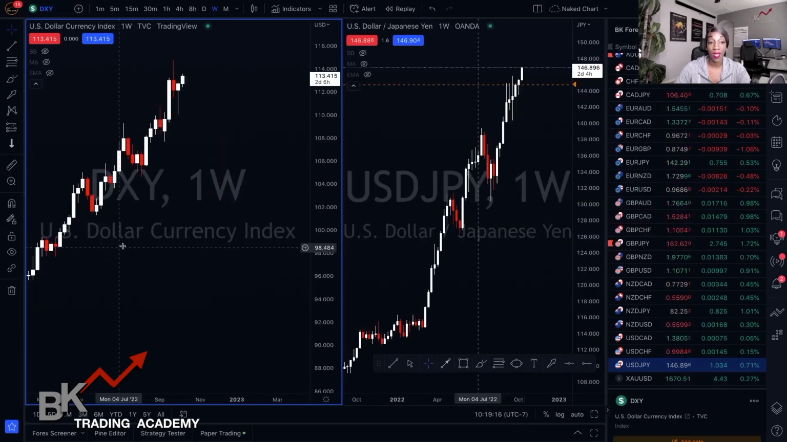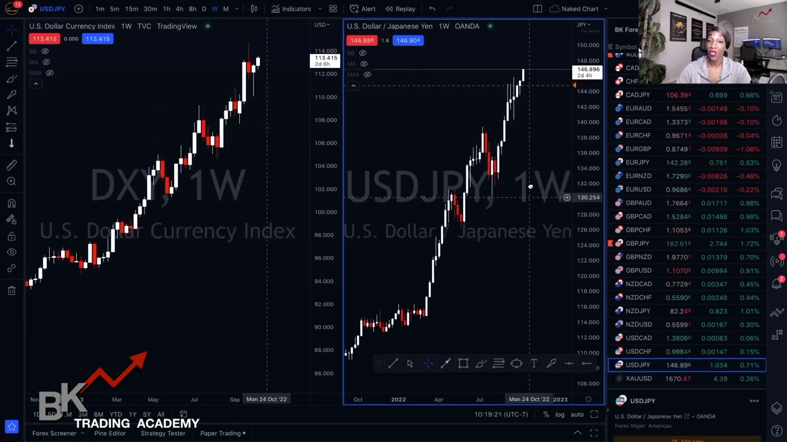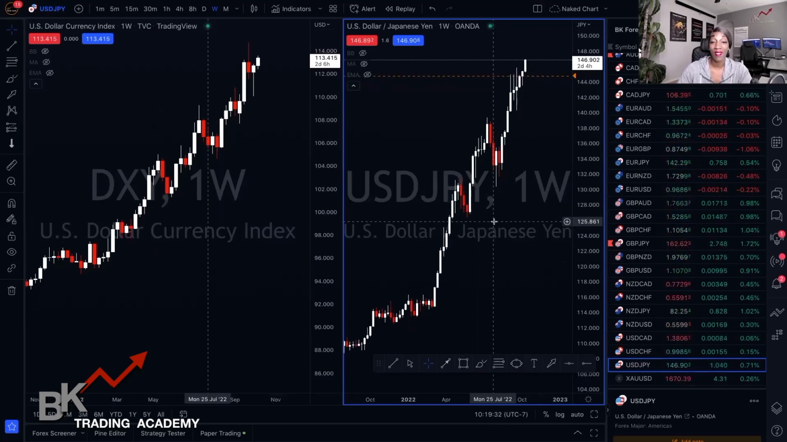So look at this. Here we have the DXY, here we have USDJPY, right? Now, the tricky thing about USDJPY right now is that we don't have any historical data to lean on because this pair has been just going up. And the reason being is that the United States is continuing to increase interest rates while Japan has pretty much stayed steady. They haven't increased their rates at all.